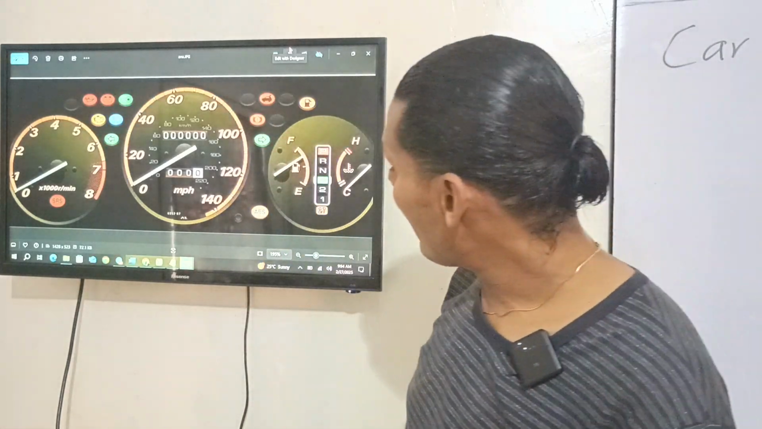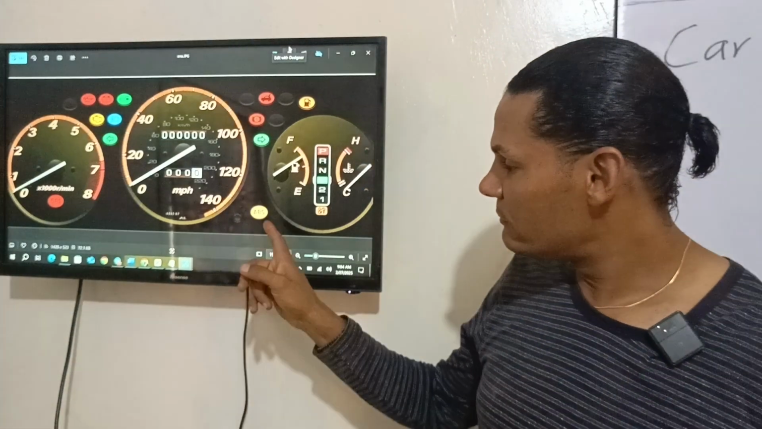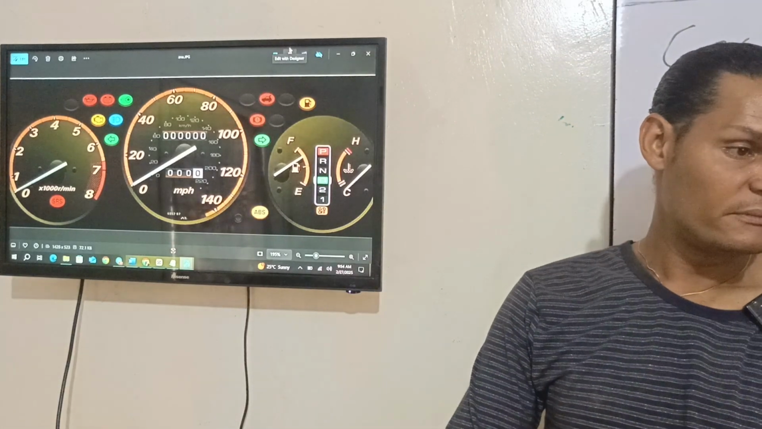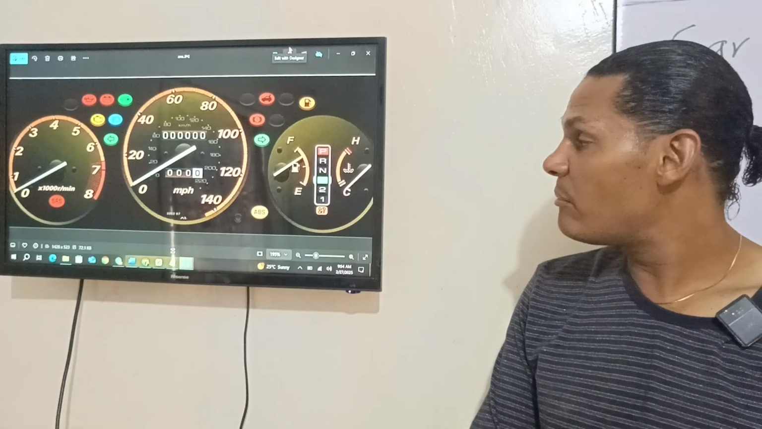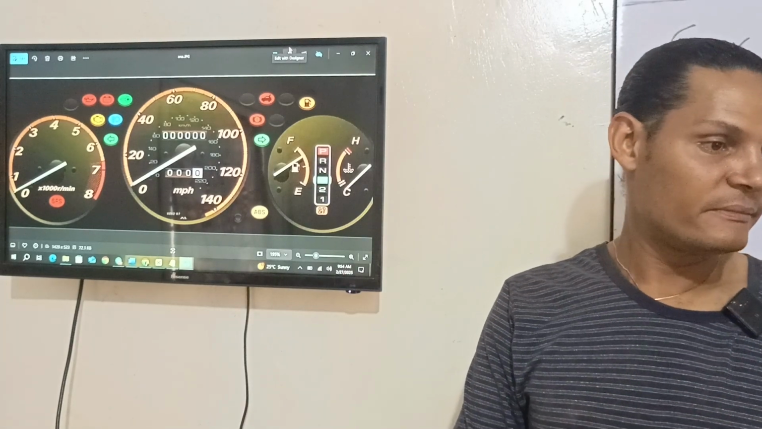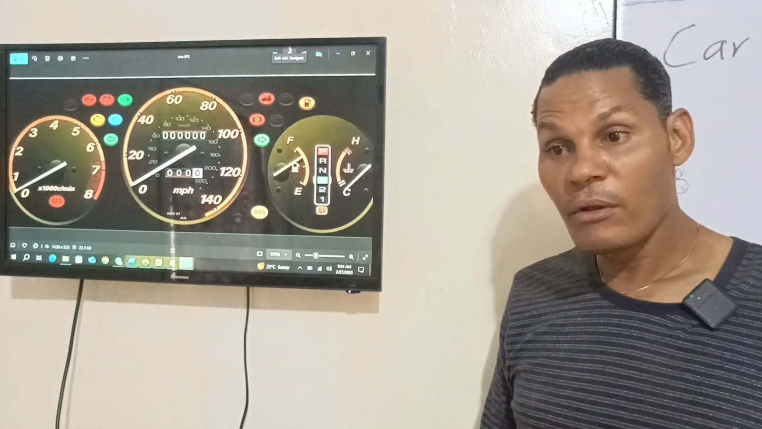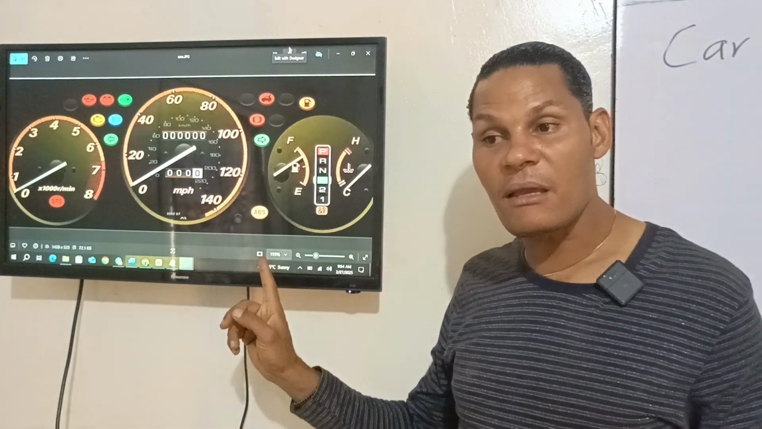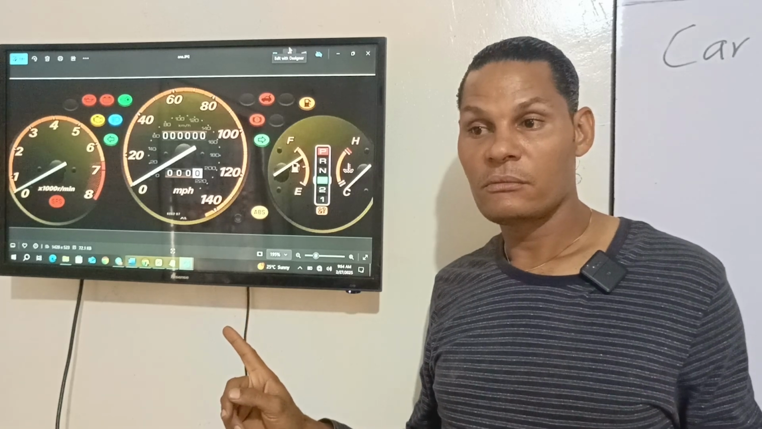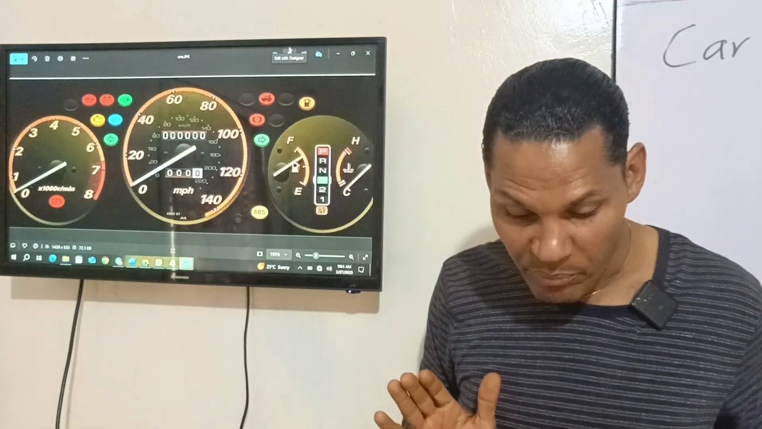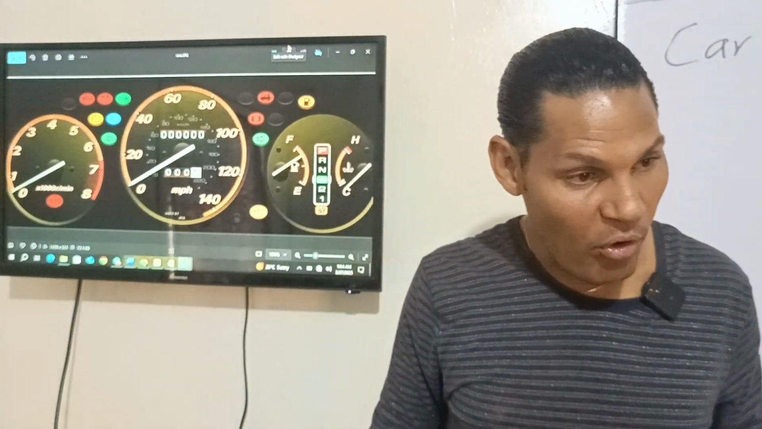Good. Any other lights? That one, ABS. Okay. That's the anti-lock braking system. Some people say it is an automatic braking system. No. The only thing the ABS does for the driver is that it prevents the tire from locking when you slam the brake, which makes the motor slide.